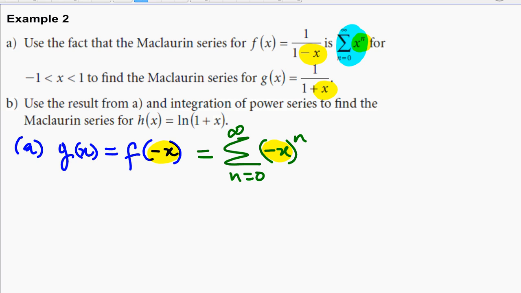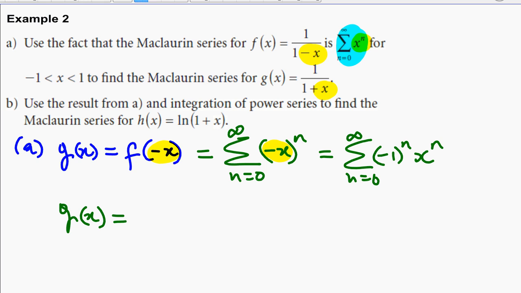All right, so we can go ahead and simplify this. This will be equal to the sum from n equals 0 to infinity of, now we can split that to end up with this series that represents g of x. You can produce a few terms of this series. So we can say g of x will be equal to 1 minus x plus x squared minus x cubed, and so on and so forth. Okay, so that's part A done.